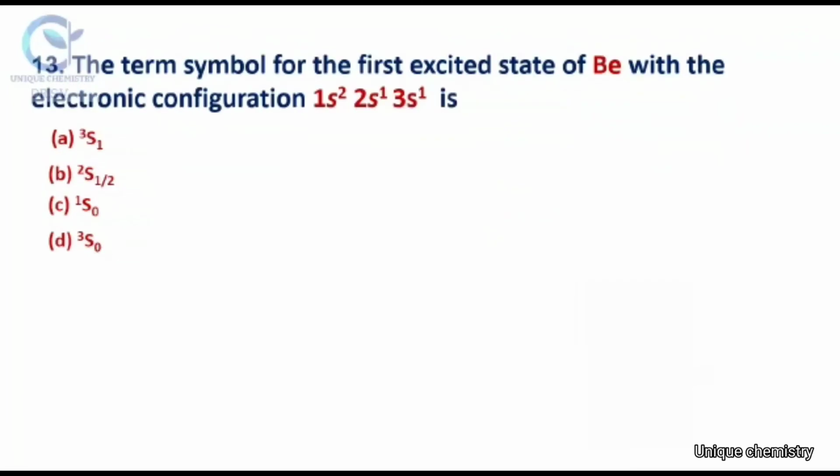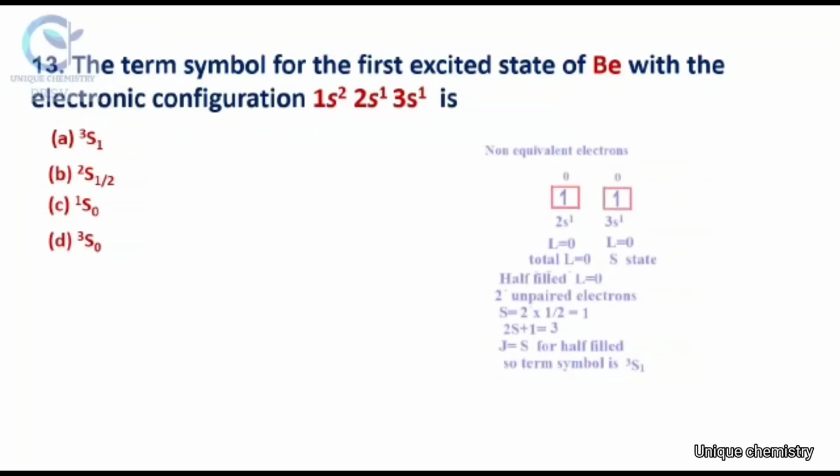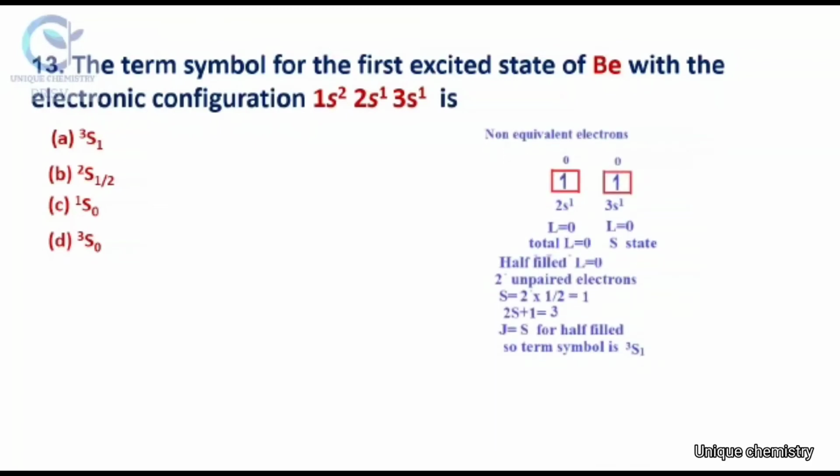The next question: the term symbol for the first excited state of beryllium with the electronic configuration 1s2, 2s1, 3s1 is, we have to see, triplet S1, doublet S1/2, singlet S0, triplet S0. You see, for beryllium, 2s1 and 3s1 is the excited state. So there is one electron in the 2s level and another electron in the 3s level. So L is equal to 0 for each, and the total L is equal to 0, which is an S state.